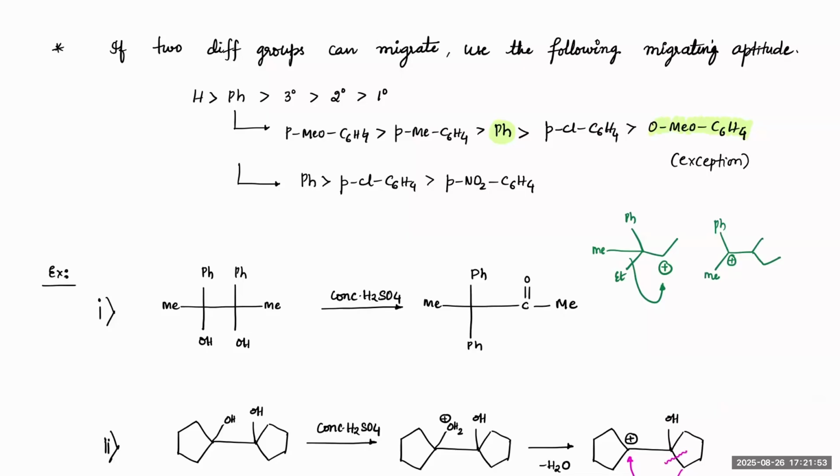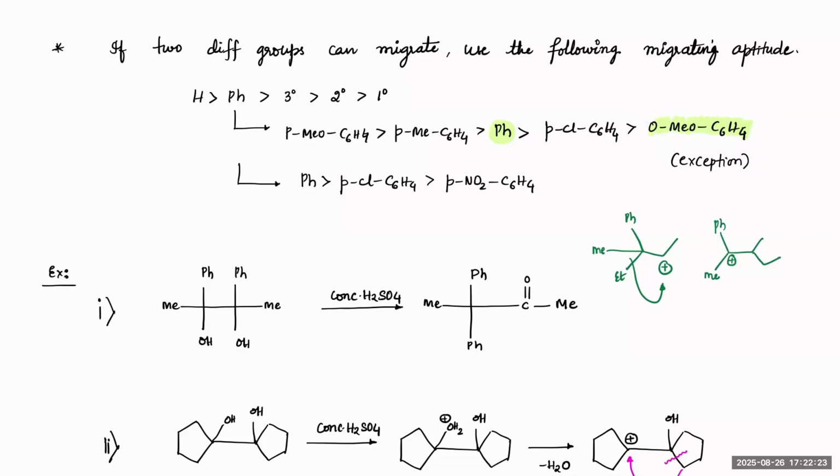If you have only phenyl groups, anything which is withdrawing will be less. Anything which will be donating, like methyl is donating, that will be more. P means para: para methoxybenzene, para methyl benzene, only benzene, para chlorobenzene. This is orthomethoxybenzene. Orthomethoxy is an exception, it will have less migrating nature.